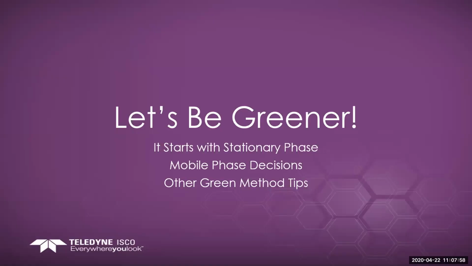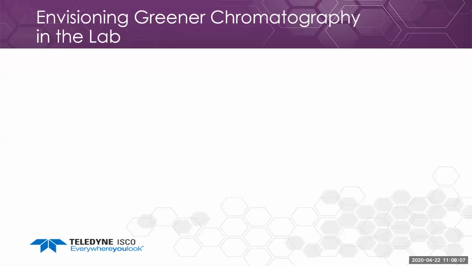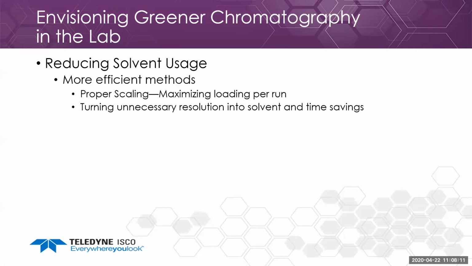So the next section is going to discuss how we can be greener. We're going to begin by discussing what greener chromatography looks like in the lab. So we could reduce solvent usage. We can do this via more efficient methods, proper scaling to maximize your loading per run, turning unnecessary resolution in your chromatography into solvent and time savings.